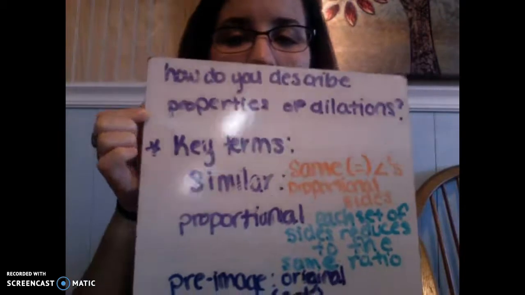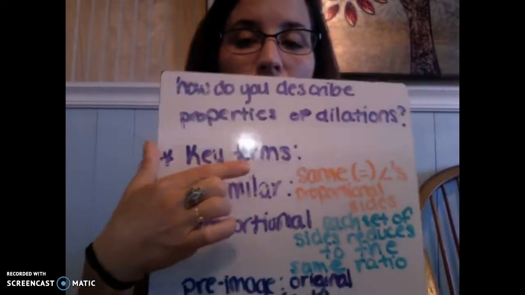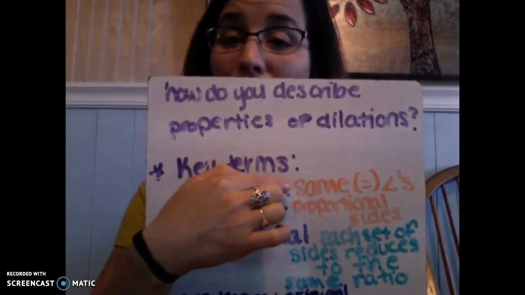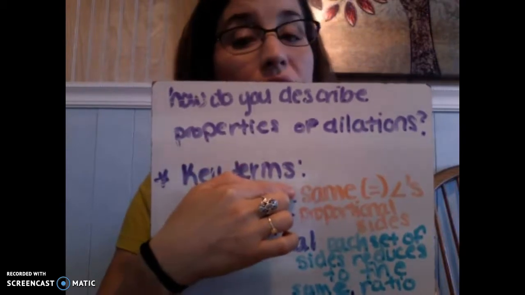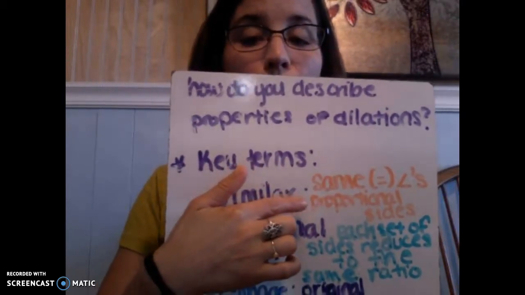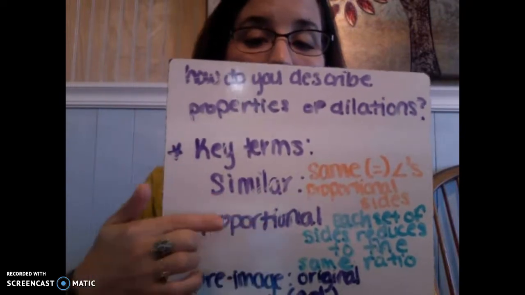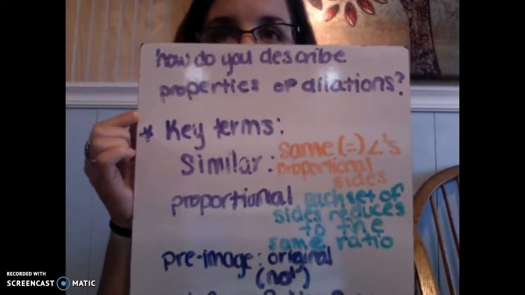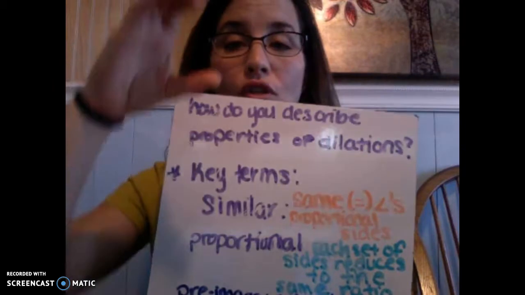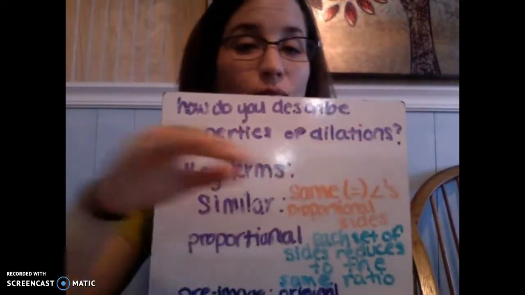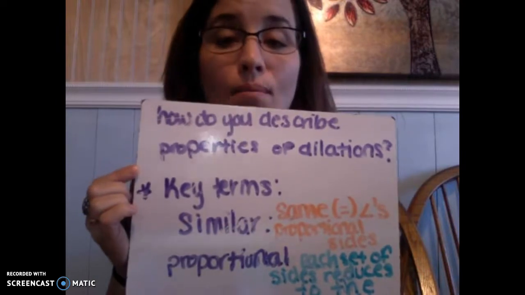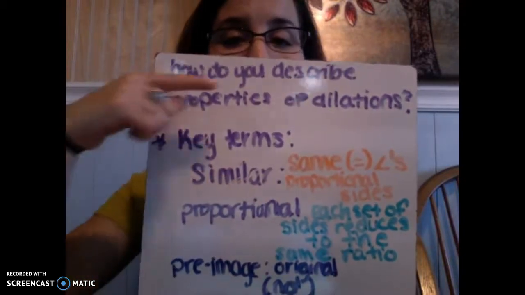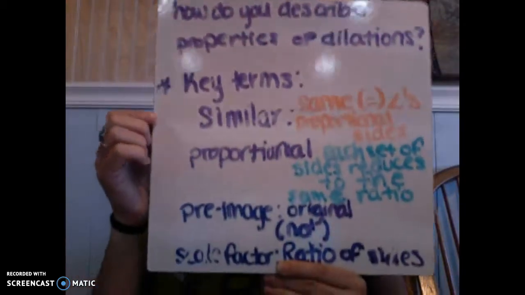So our key term, similar. Similar means that you're looking at two shapes and the angles are going to be the exact same. The angle measures will be the exact same, meaning equal, and the sides will be proportional. And what I was telling you before, proportional means that each set of the sides will reduce to the same ratio. So if I'm checking side lengths, they'll all reduce to the same number. They have to be the exact same. They have to reduce to the same number, otherwise it's not proportional. And if it's not proportional, then it's not similar. And if it's not similar, then it wouldn't be a dilation.